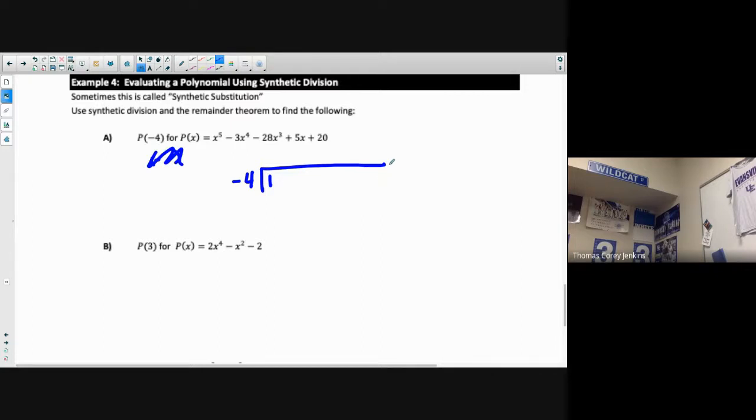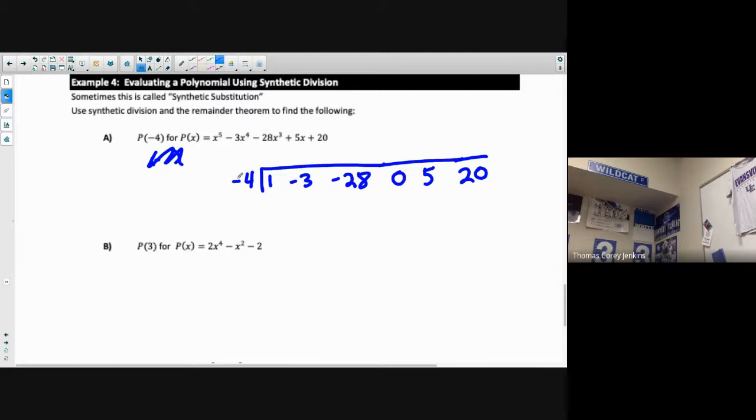Notice there's no x squared, right? So there's got to be a placeholder there. That should be a 0. And then 5 for x, and 20 for the last term, okay?